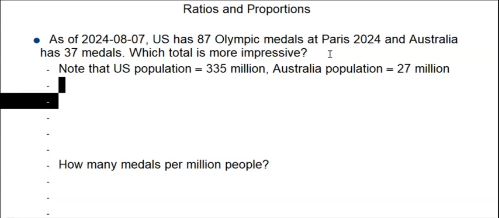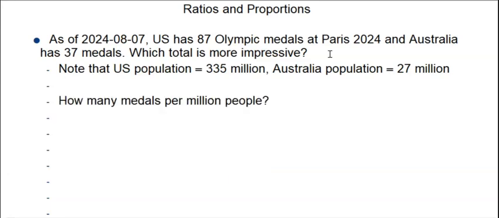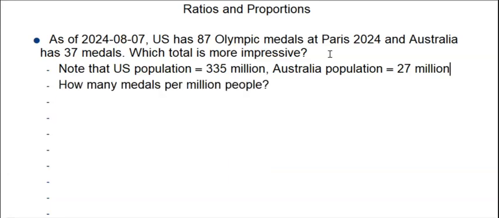In other words, what we could do, and there are more sophisticated things you can do, I gotta admit, but this is a very good one to start: just how many medals are we winning per million people in each country? And that's going to be a ratio, right? So for the U.S., we're going to have 87 medals per 335 million people. Okay, and I'm writing it as a fraction.